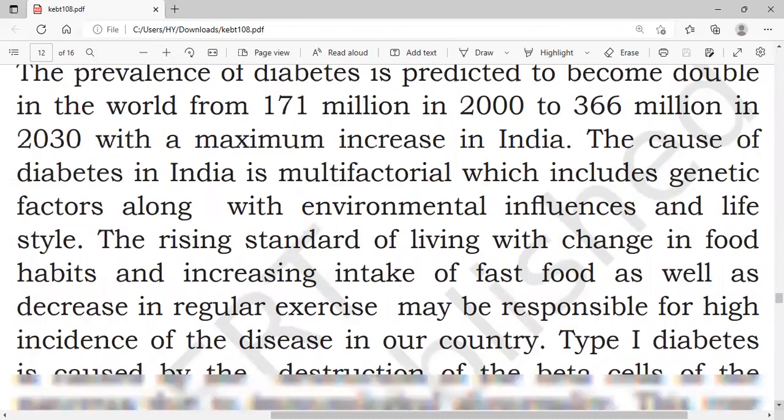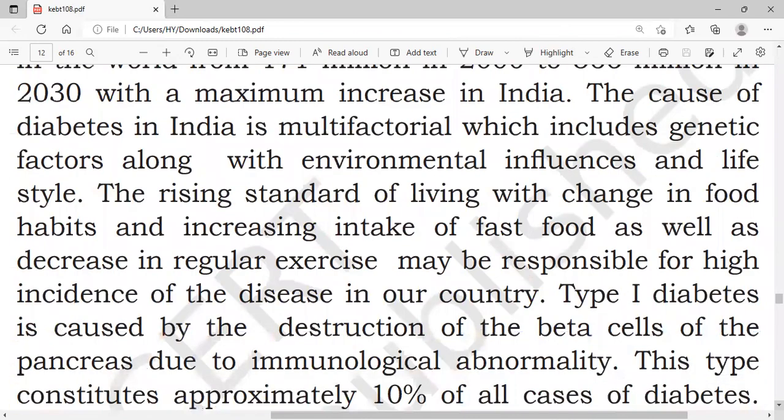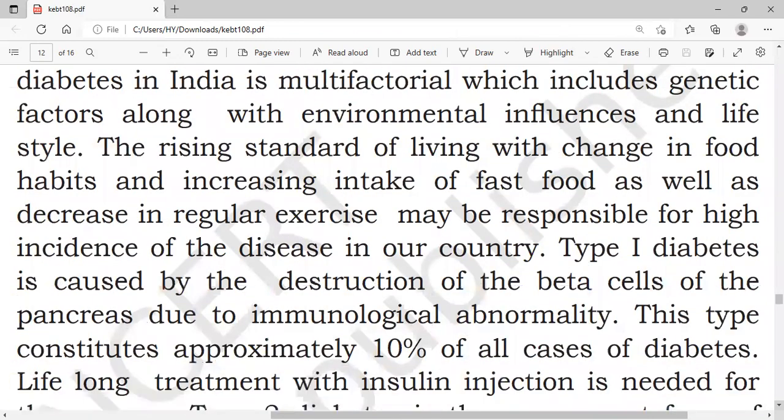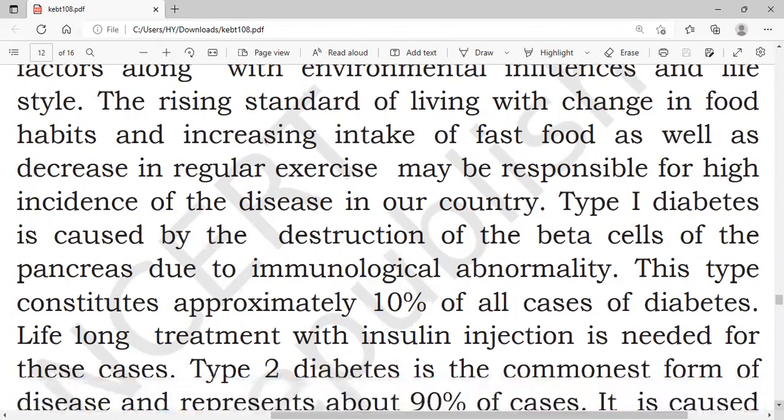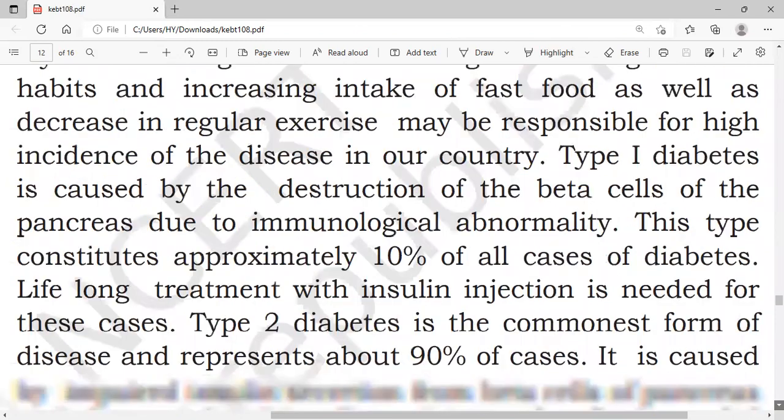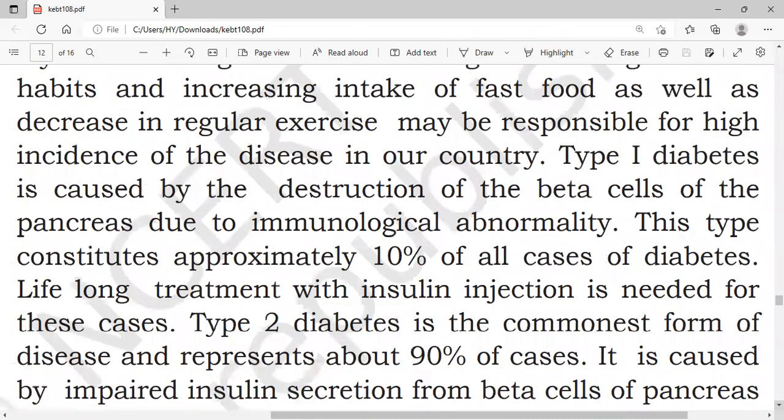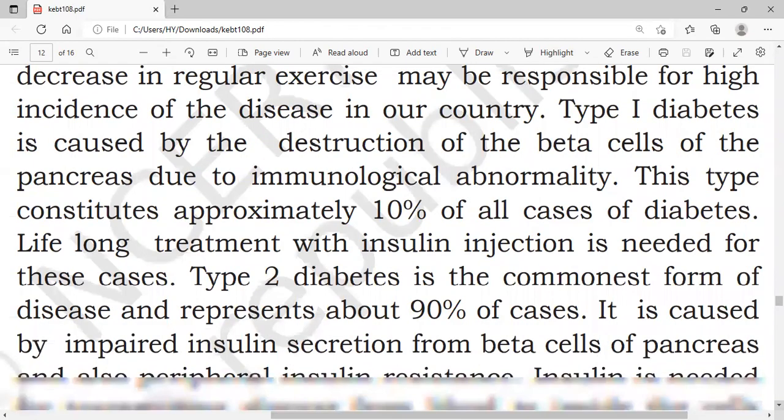The cause of diabetes in India is multifactorial, which includes genetic and lifestyle factors. Genetic is a factor, but environmental influence and lifestyle in India are also making diabetes prevalent. Rising standard of living, change in food habits and increasing intake of fast food, as well as a decrease in regular exercise, may be responsible for the high incidence of the disease in our country.